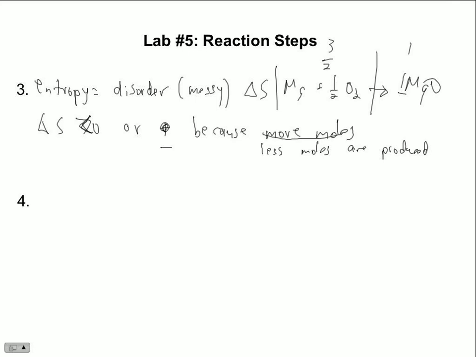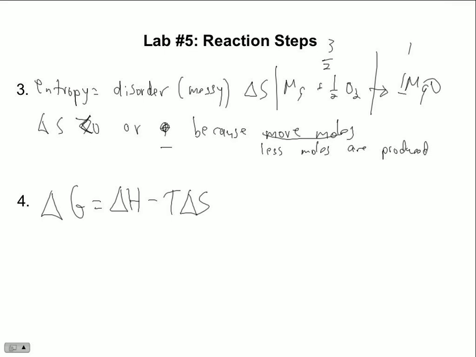Problem 4 says use the major thermodynamic equation. We know that is delta G equals delta H minus T delta S. All right, to explain the conditions when the reaction is spontaneous and the conditions when the reaction is non-spontaneous.